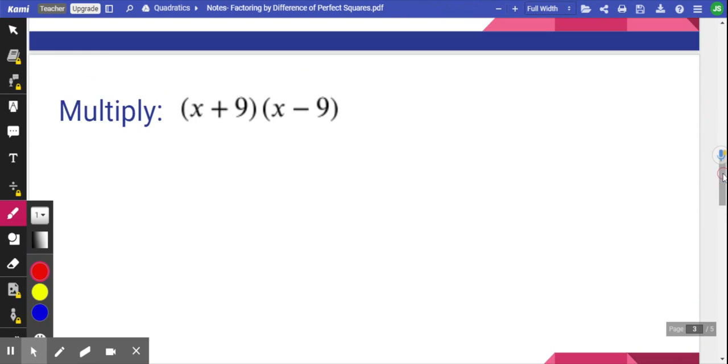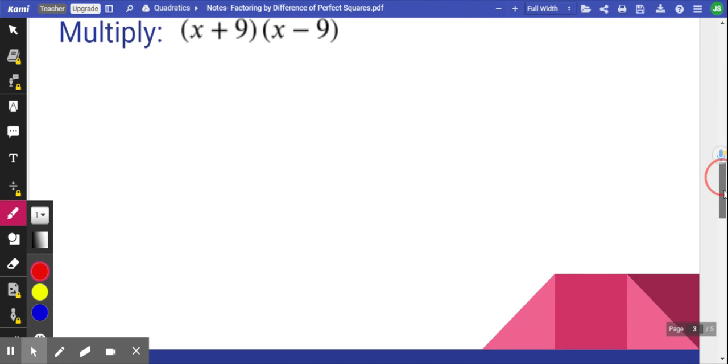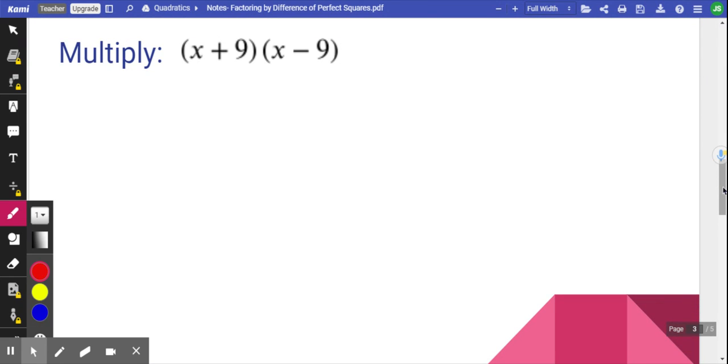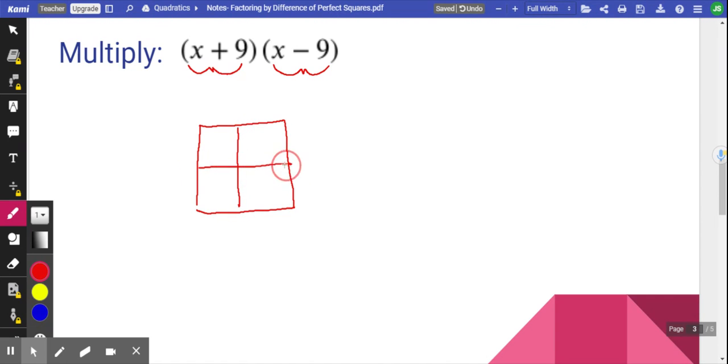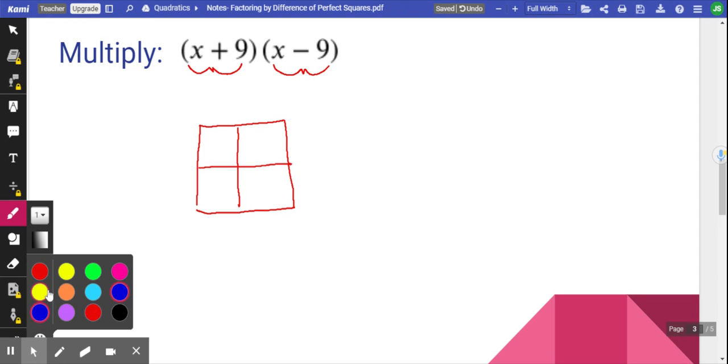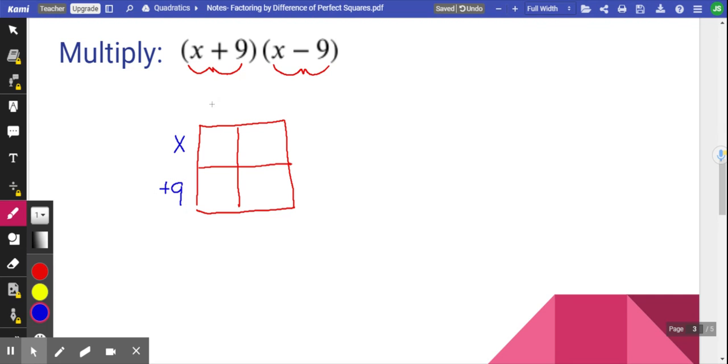Before we even get into factoring, we're going to look at this review here with some multiplication. They're asking us to multiply x plus 9 times x minus 9. So I see here I've got a binomial, x plus 9, and another binomial, x minus 9. I'm going to multiply those two things together. I'm going to draw myself a box just to help keep myself organized. And since I'm multiplying, I'm going to put my factors, the things I'm multiplying, on the outside of the box.